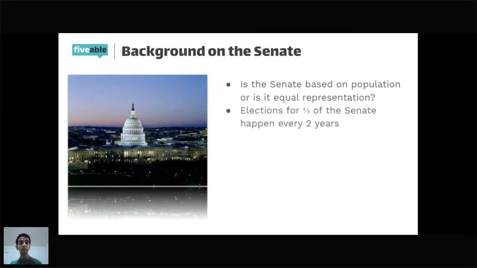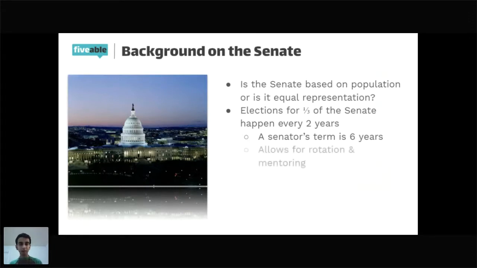Elections for one third of the Senate happen every 2 years. This is kind of weird, but everything is on a rotating basis. A senator's term is actually 6 years, but elections happen every 2 years. Let's say a third of the Senate is elected in 2016. They wouldn't leave until 2022. Then the next batch that's elected in 2018 wouldn't leave until 2024. So as you can see, one third is coming in at a time.